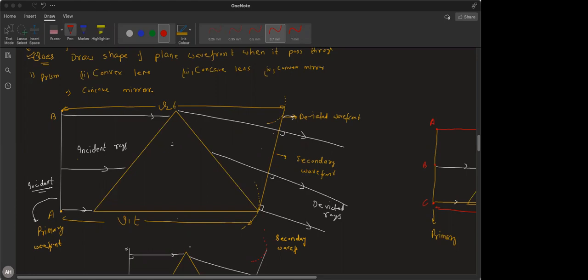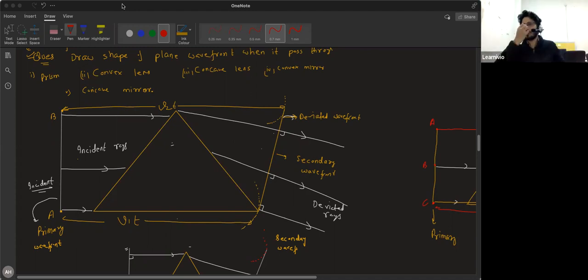Okay. See the next thing. Next, you have to decide what happens when a plane wavefront passes through a convex lens. So instead of a wavefront, just tell me what happens when parallel lines pass through a convex lens. Noah, what happens to the line? Parallel rays passing through the convex lens. Yeah, when parallel rays pass through a convex lens, they converge.